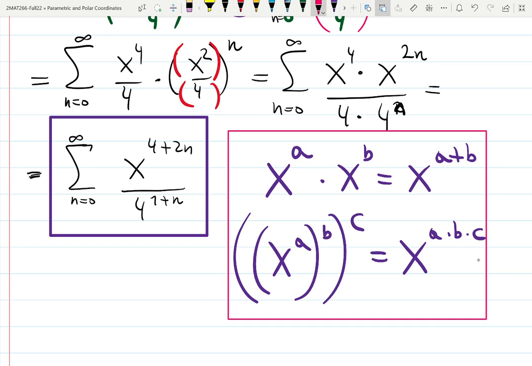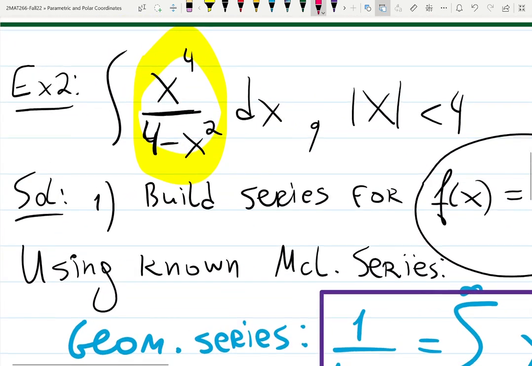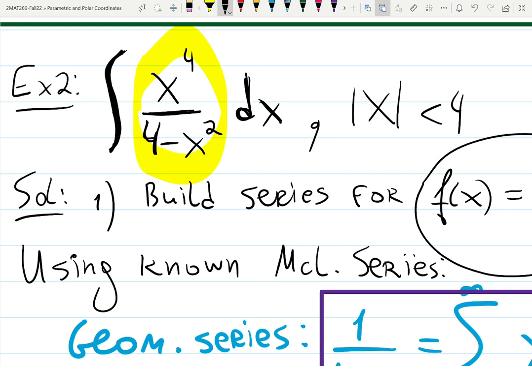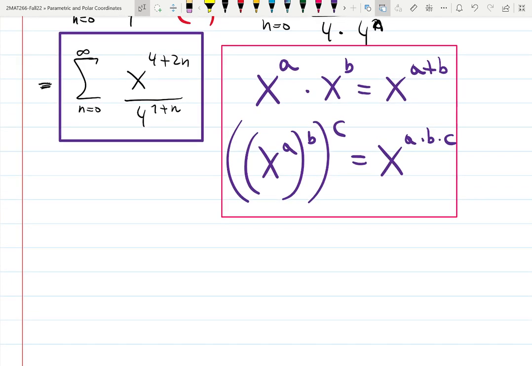Is this the answer? What was the question? Let's see. The question was to find the integral. That's the catch. To find the integral. If on the test you see that, don't mess up. On the quiz, I did put that. If they ask you to integrate, that's the whole point, was we could not integrate that thing. Now we have a new thing, a series.